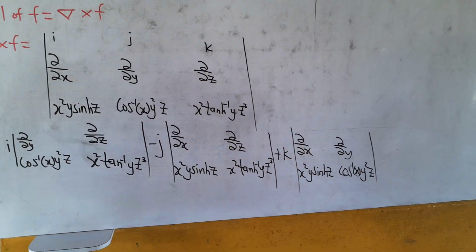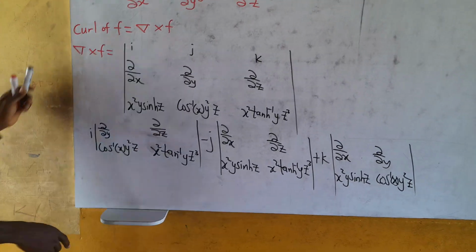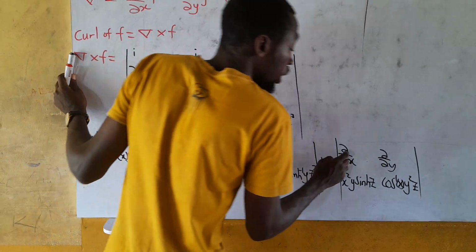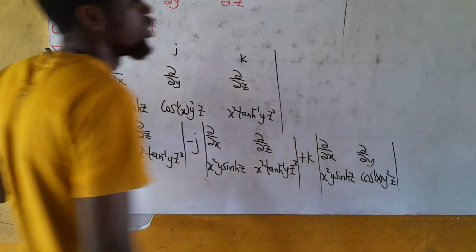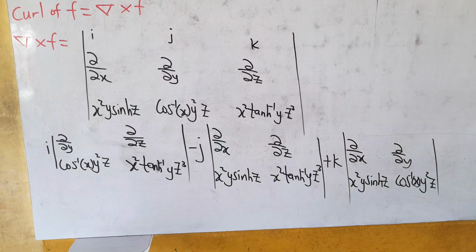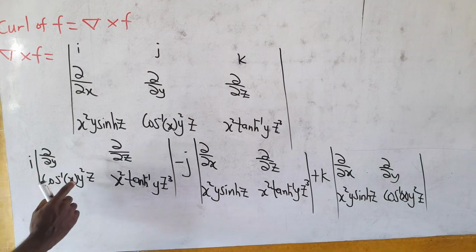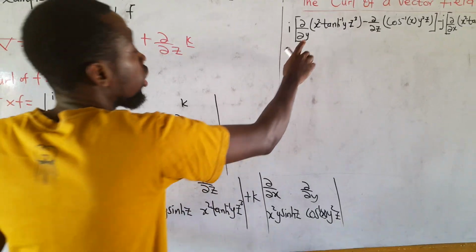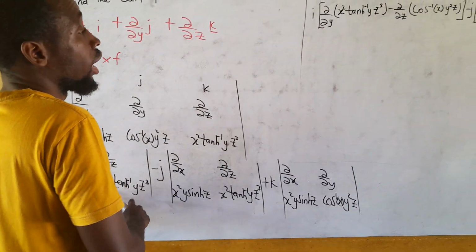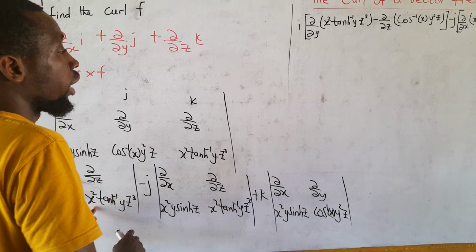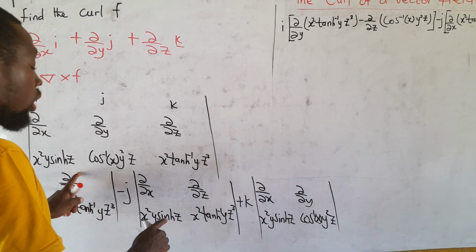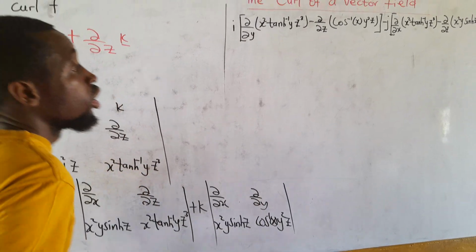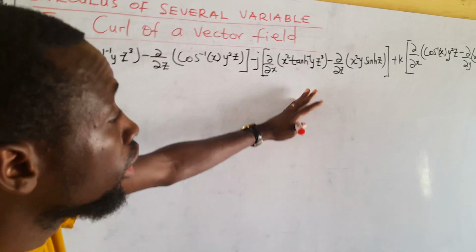So how do we find the determinant? This times this minus this times that, then this times this minus this times that, then this times this minus this times that. So we'll have this times this minus this times that. So that will be del over del y times x squared tanh inverse of y z cube, then times that. Then this times this minus this times that. So that's what I've displayed there.